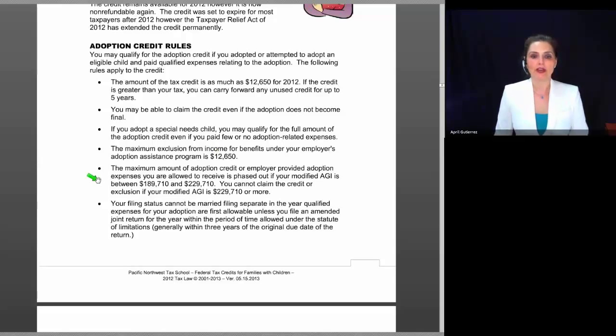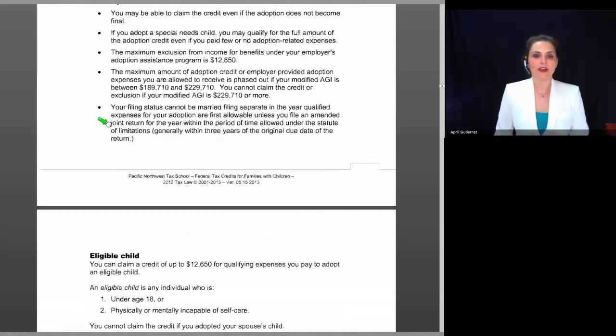The maximum amount of adoption credit or employer-provided adoption expense that you are allowed to receive is phased out if your modified adjusted gross income is between $189,710 and $229,710, and you cannot claim the credit or the exclusion if your modified AGI goes over $229,710. Your filing status cannot be married filing separately in the year the qualifying expenses for the adoption are first allowable unless you file an amended return for the year within the period of time allowed under the statute of limitations. And generally that would mean 3 years from the original due date of the return.